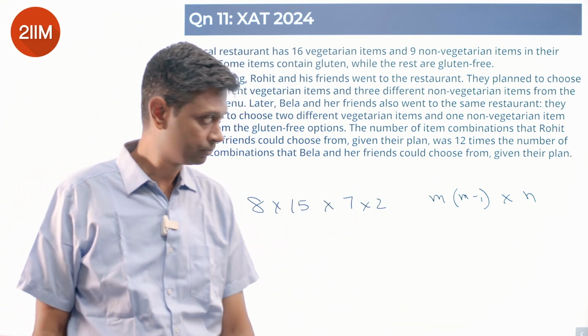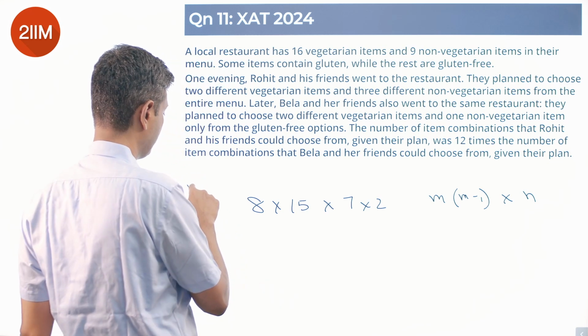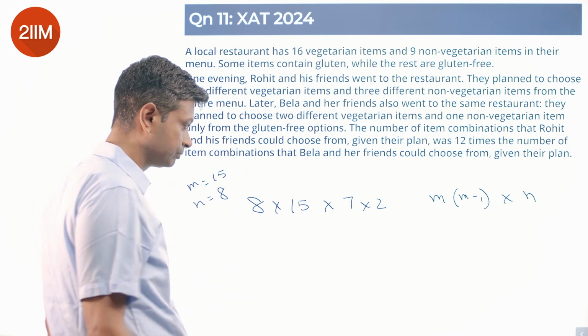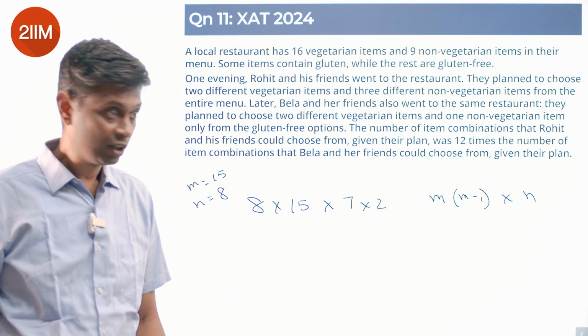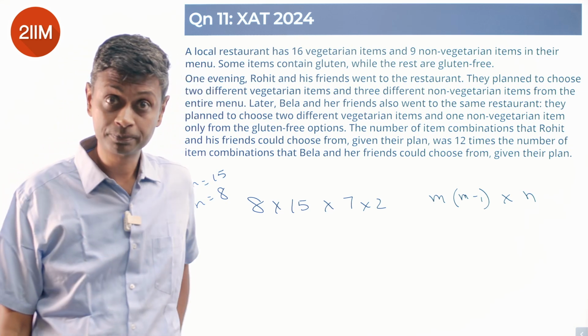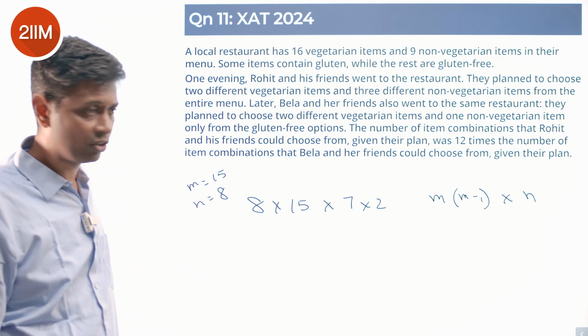That's a possibility. So this is 14 into 15, or what we are saying is M could be 15, N could be 8. That's a possibility, and which is very interesting. So M is 15 and N is 8. So 15 comma 8 is a possibility. If I put M as 14, it doesn't work.